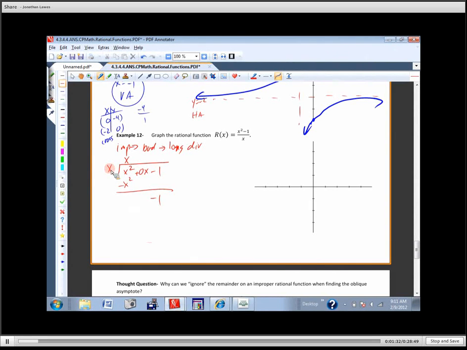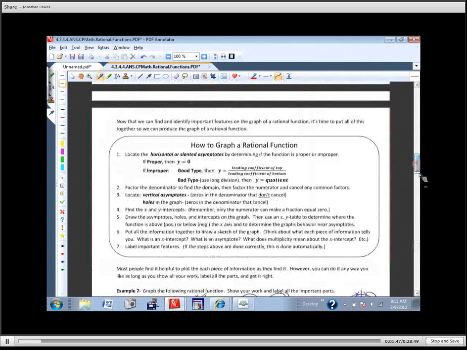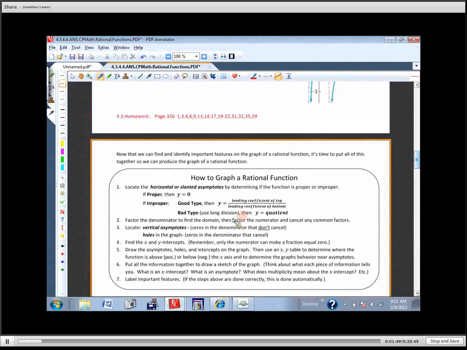So what do I multiply x by to make it a -1? Can you do that? Nope. Now here's the cool part. Remember, the remainder doesn't matter at all. If you look back at these notes, it says if it's the bad type of improper, just use long division, and it's y equals the quotient. That's all we're worried about.